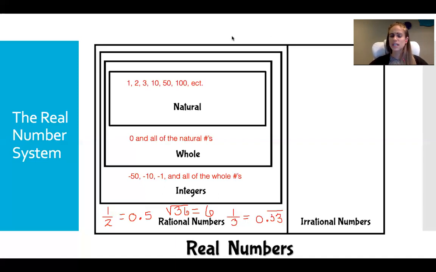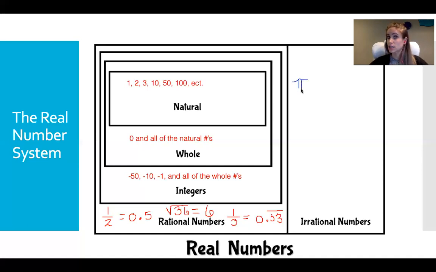All right, let's jump over to irrational numbers. So irrational numbers are decimals that don't fit into the two categories we discussed. They never stop and they never repeat. One of the most famous examples of an irrational number is pi.